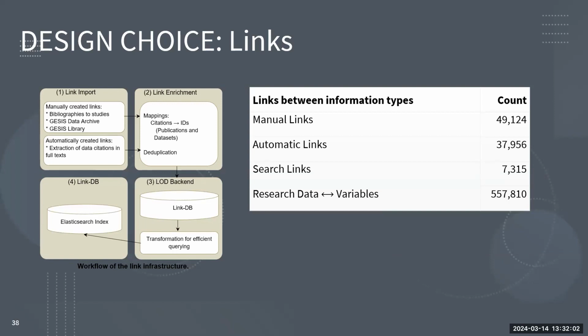We also use an automatic approach. What we do here is we take the full text, and based on different patterns, we go through the full text and try to find and extract data citations. Then we can take them out and also use them as a basis to do linkage between different information types.